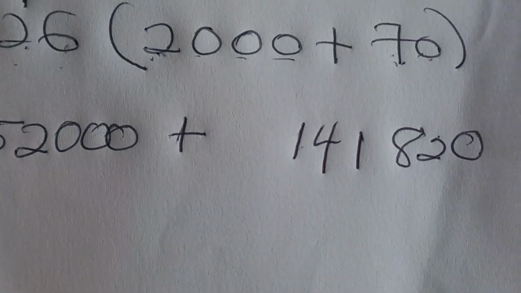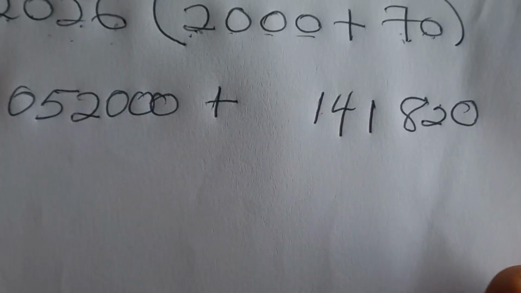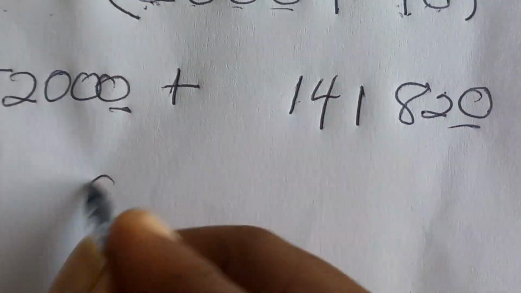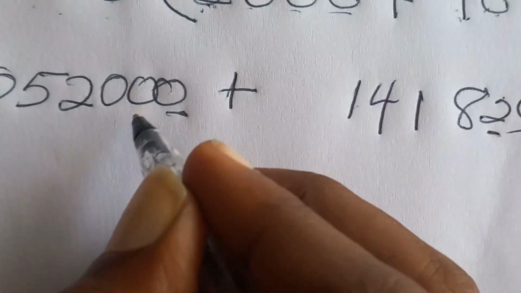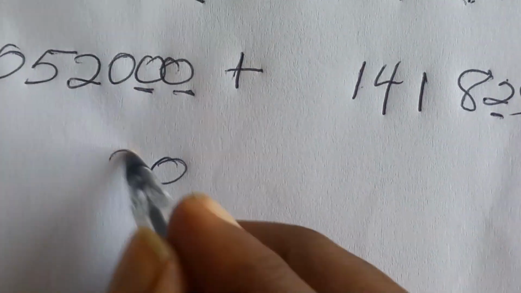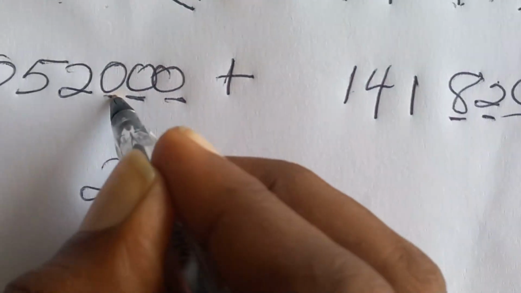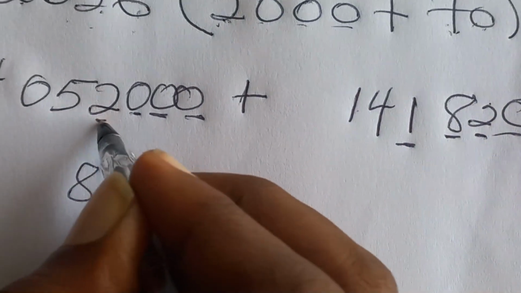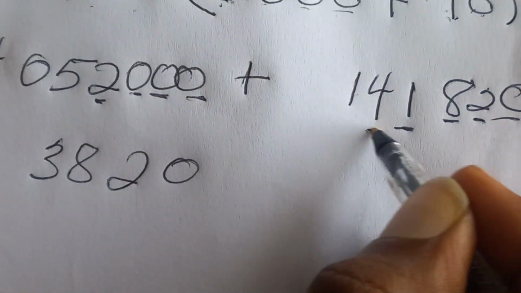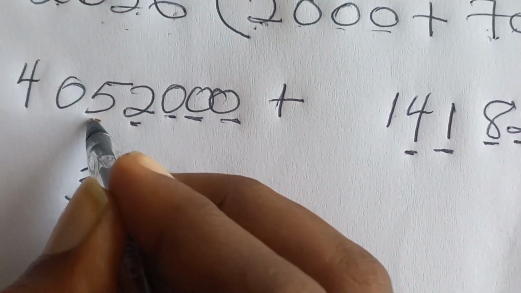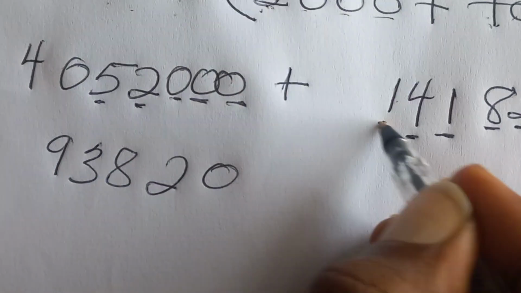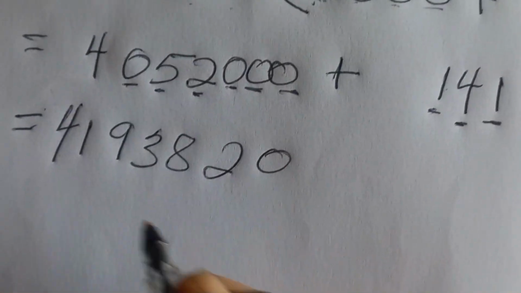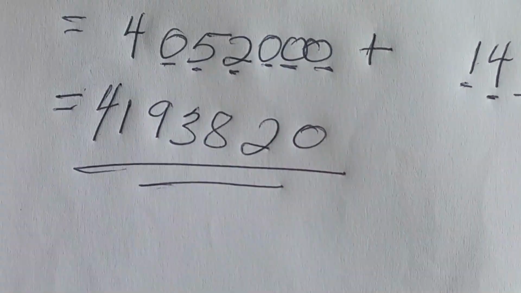So now we need to add these two figures together. Let's add them in a simple way. 0 plus 0 is 0. 2 plus 0 is 2. 8 plus 0 is 8. 1 plus 2 is 3. 4 plus 5 is 9. Then 1 plus 0 is 1. Then we have our 4 here. So this is our final answer for this question.